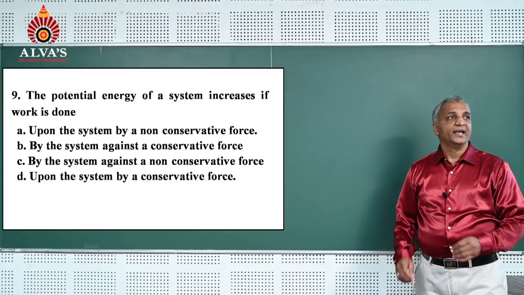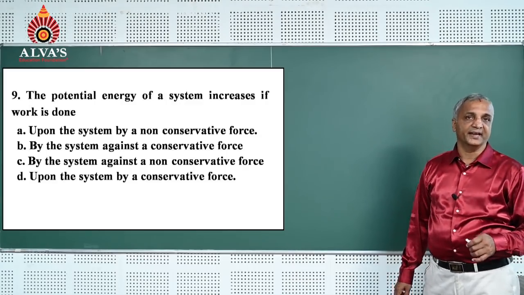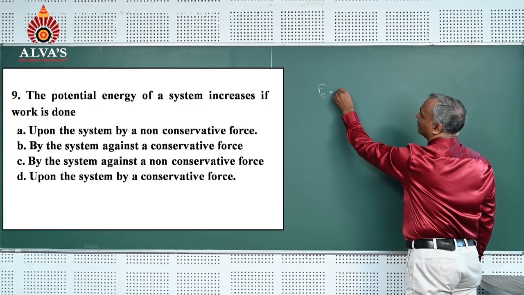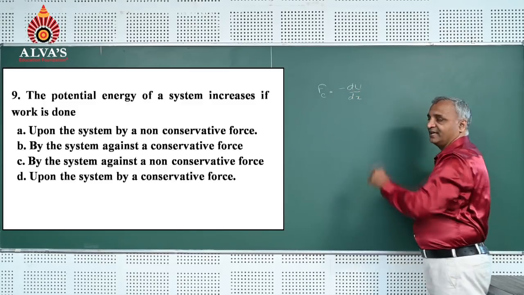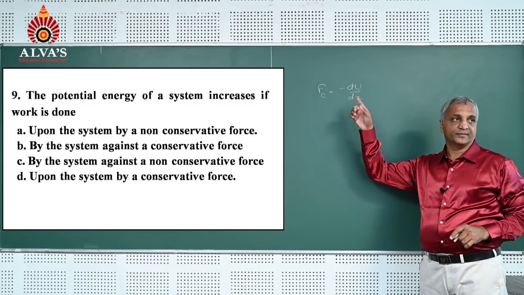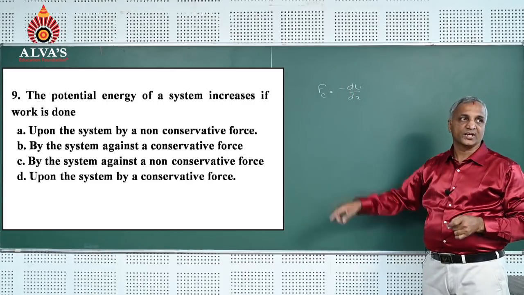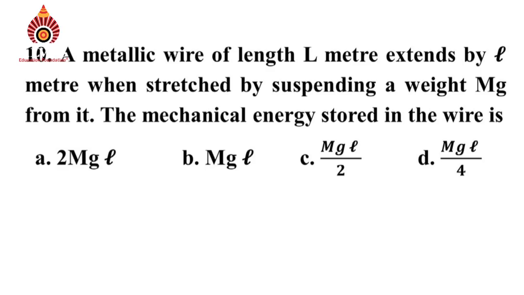Question number 9. The potential energy of a system increases if work is done. We know that the conservative force will be equal to minus dU divided by dx itself. So whenever the work is done on the system, this is the equation. So that is why I can go for option D. Work is done upon the system by a conservative force. So I'll go for option D.